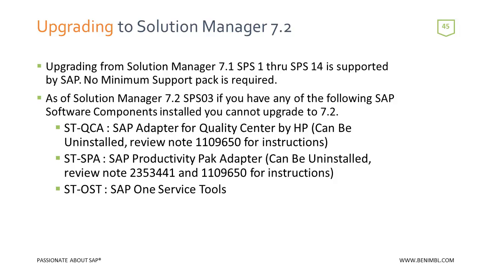Another tricky part is if you have any of these three components installed, you have a few decisions to make. If you have SAP Adapter, Quality Center, SAP Productivity Pack Adapter, or the SAP One Service Tools, you cannot just immediately upgrade to 7.2. They are not compatible. So for QCA and SPA, they can be uninstalled, and I mentioned the notes here that give you instructions on how to uninstall them so that you can upgrade.